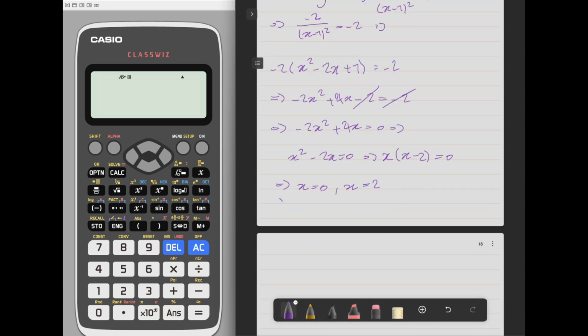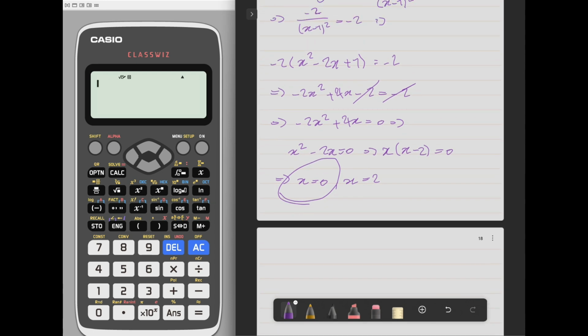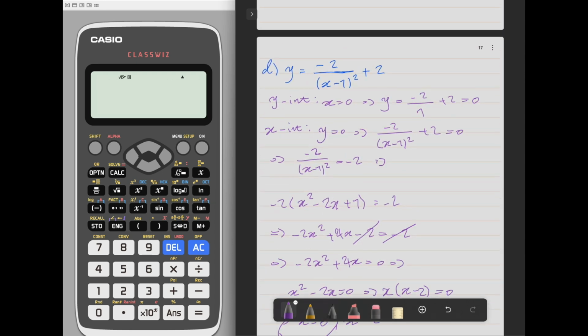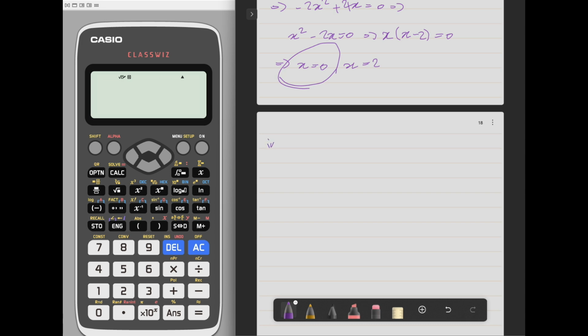So you see, x is equal to 0, passing through the origin, right? And if I put x equal to 2 here, what is going to happen? 2 minus 1 squared is going to be 1, right? Minus 2 divided by 1 is going to be minus 2. Minus 2 plus 2, again, it is 0. So my intersection points are going to be 0 and 0 as well as 2 and 0, right?